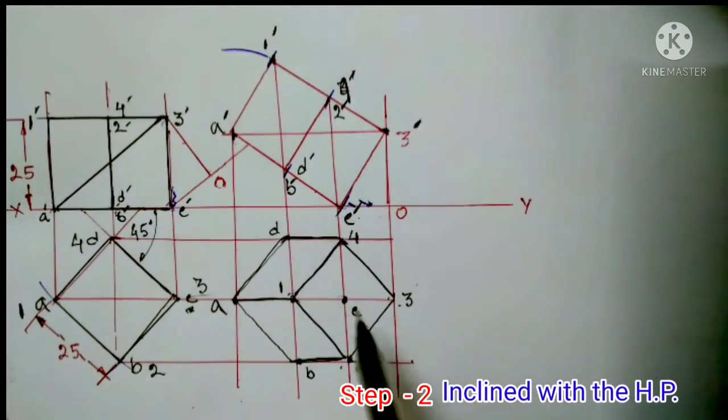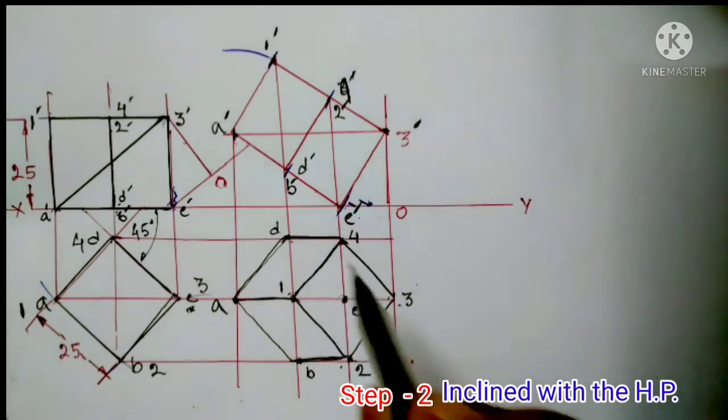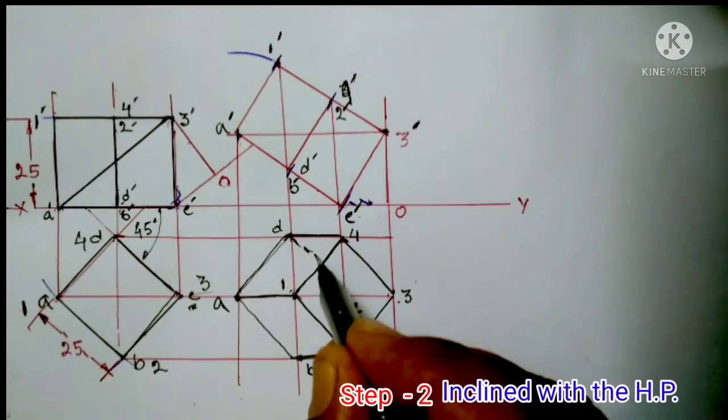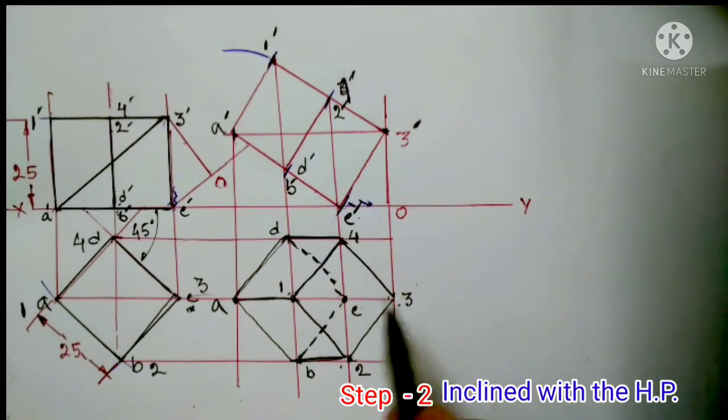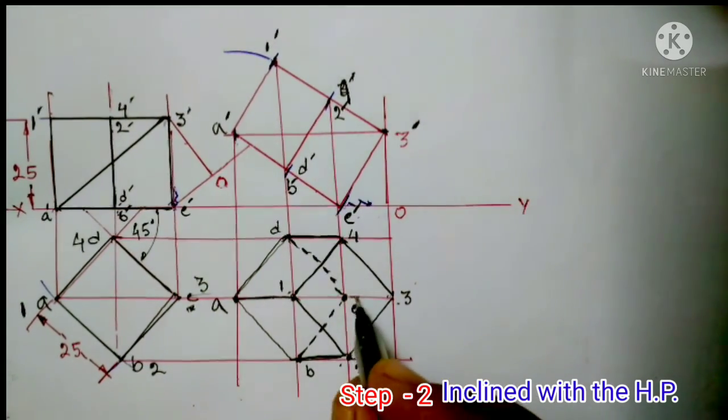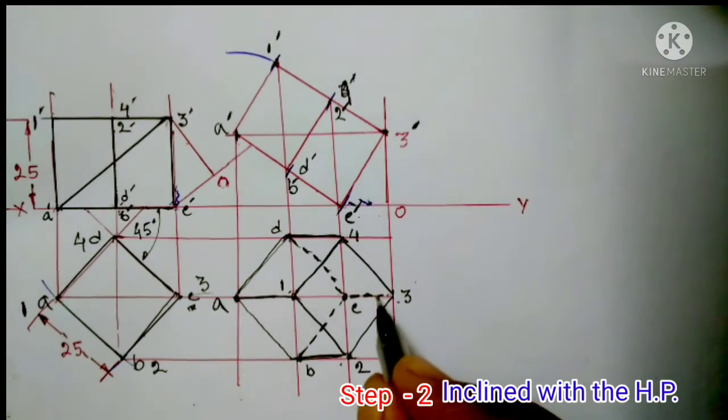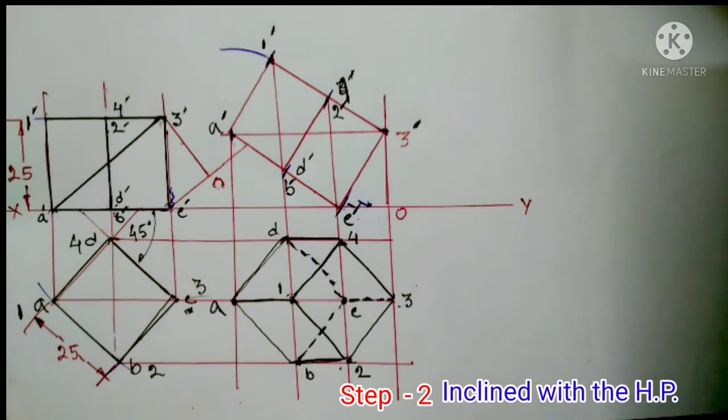There are some edges that we cannot see in this top view. So here we will use the hidden line. Hidden lines are drawn with dash line. In this way we finished our second step.